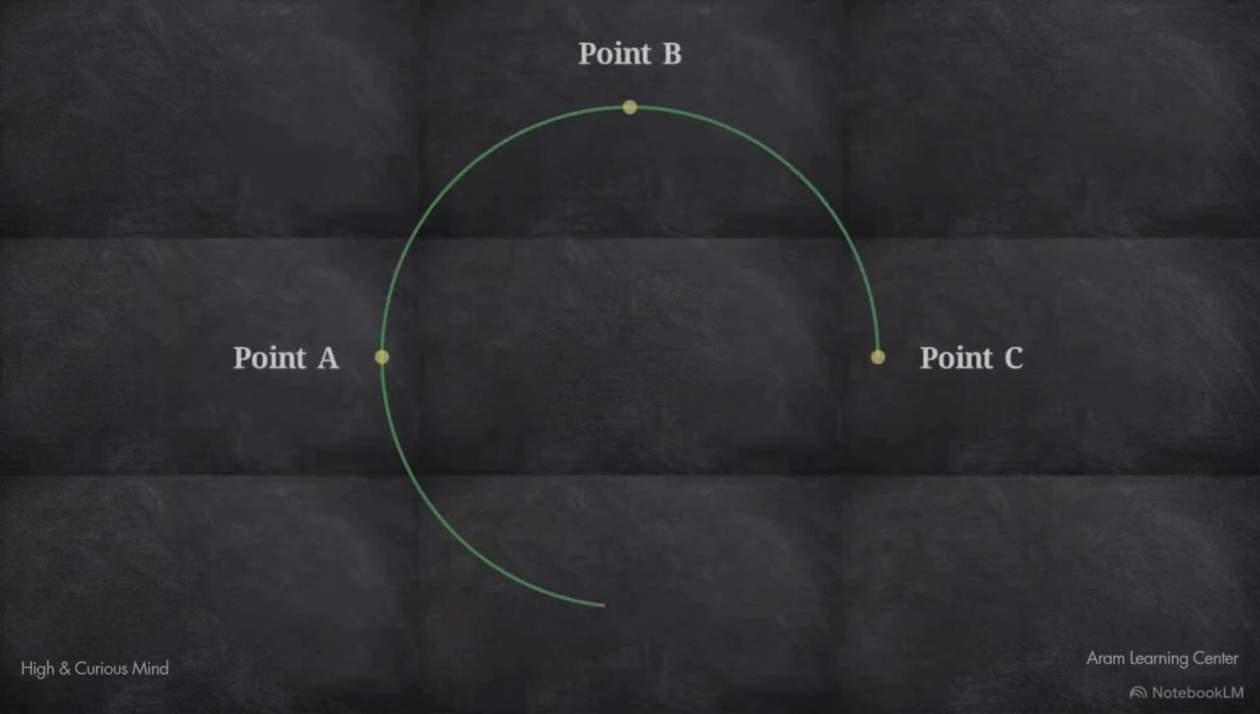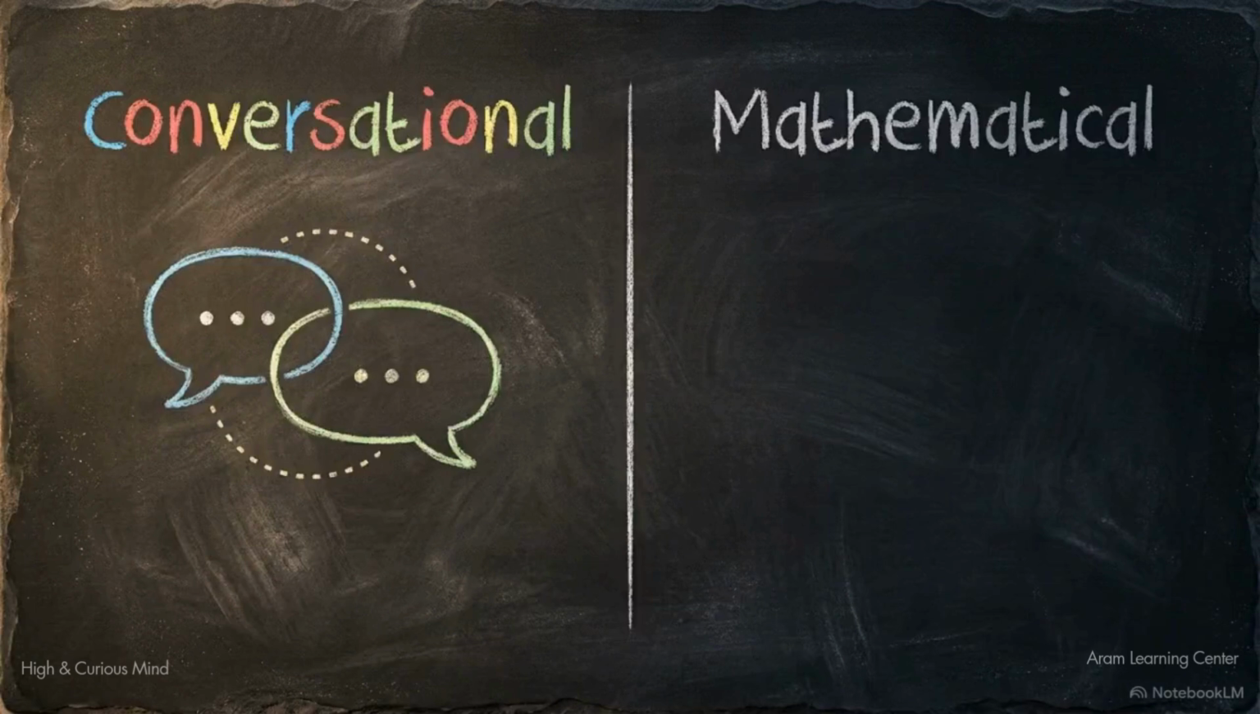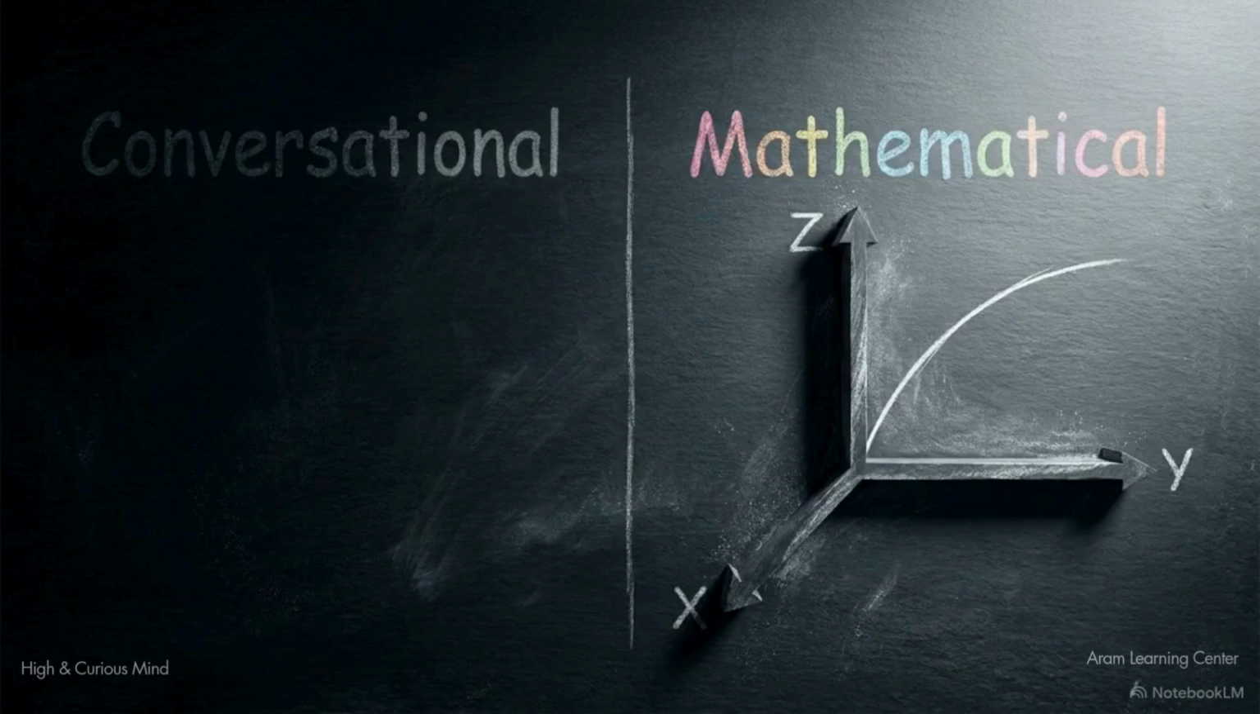To understand why, we need to look at what is called uniform circular motion. This happens whenever an object travels along a circular path at a constant speed. Getting comfortable with this strict difference between how we use the word acceleration in normal conversation and how it functions mathematically is the first step to mastering motion in a plane.